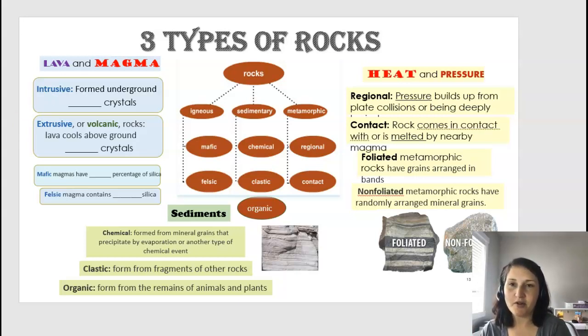So all of this information you would expect to see on the Unit 3 test. Parts 1 and 2, the short answer, and the multiple choice section have all the information that we covered today.